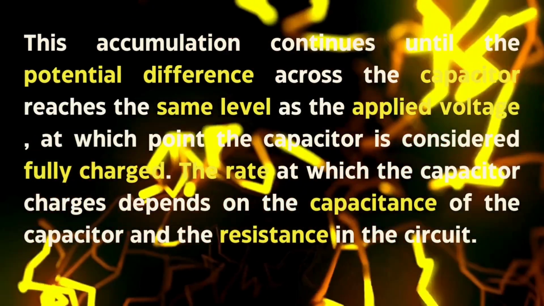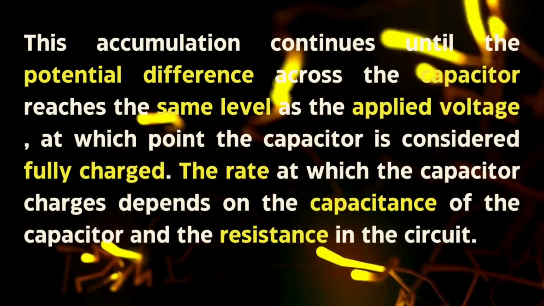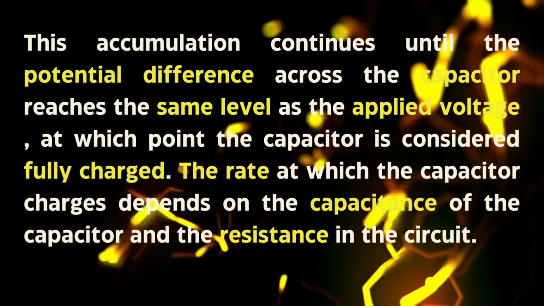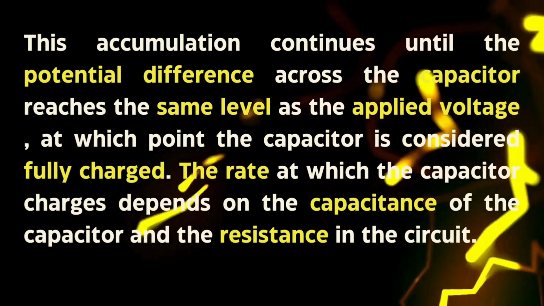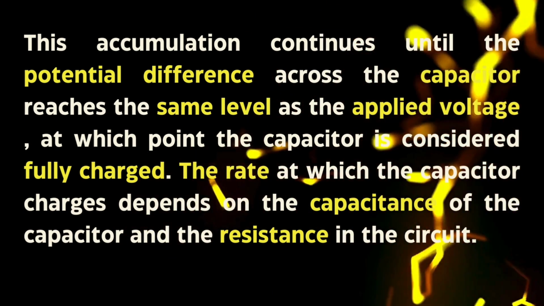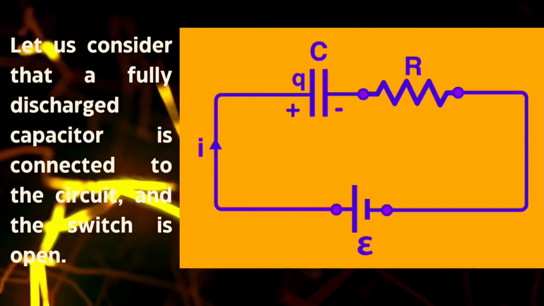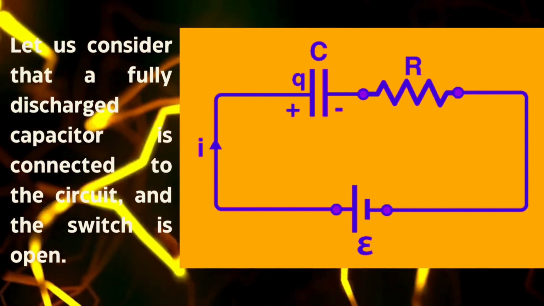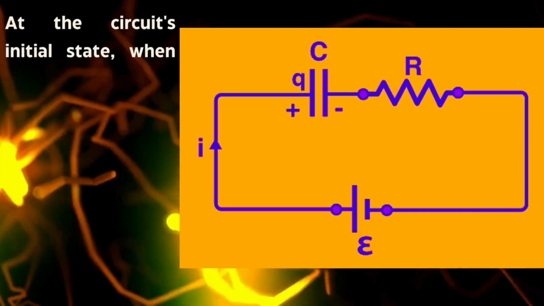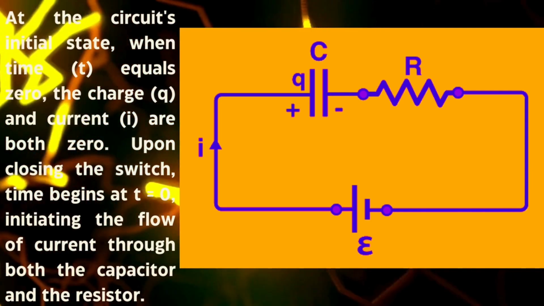When voltage is applied to a capacitor, electrons move onto one plate while an equal number are drawn away from the other, creating a charge buildup. Let us consider that a fully discharged capacitor is connected to the circuit and the switch is open. At the circuit's initial state, when time equals 0, the charge and current are both 0.